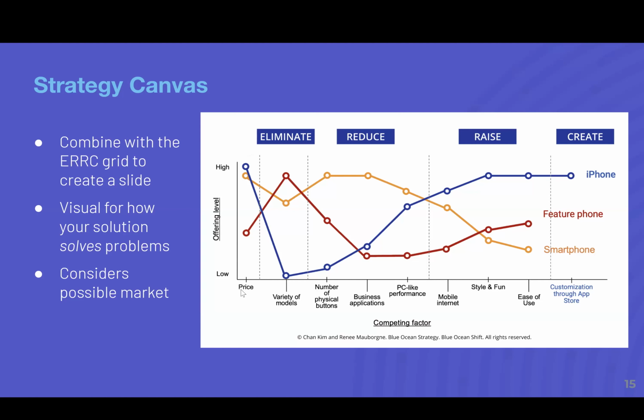What's super helpful here is they start with price, which is super important, and then variety of models. They're saying that that's low, but that's unique because that's good. It's just get the iPhone, and that singular product, that simplicity, is something that really helped them. Then they're showing what they're reducing. They reduce the number of physical buttons and then business applications and PC-like performance. With PC-like performance, I think they were talking more about having to switch between tabs and having a desktop interface. And then here, they're raising mobile internet, they're raising style and fun.